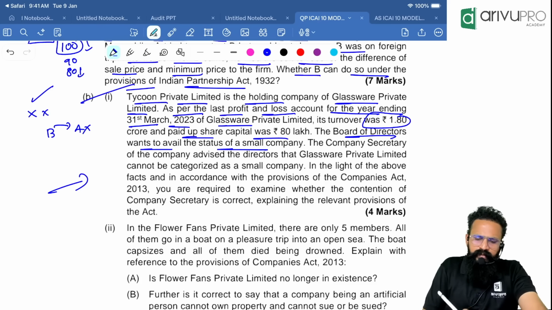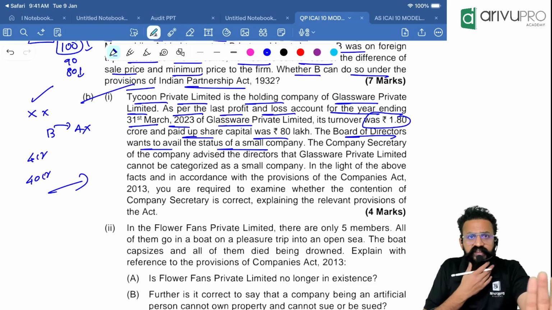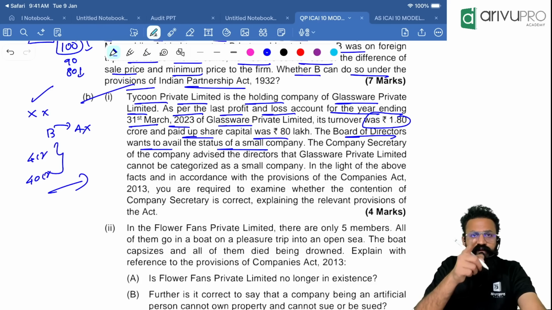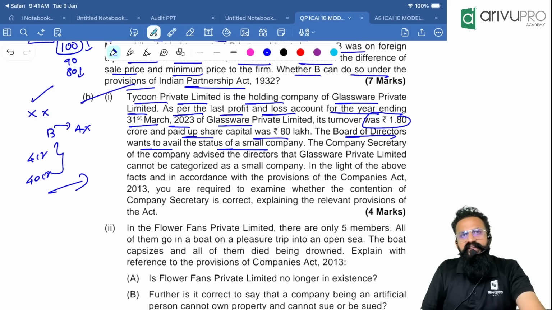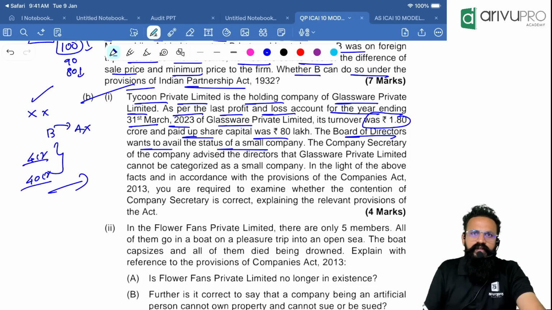Remember, what do you mean by a small company? A company whose paid up capital shall not exceed 4 crore and turnover not exceed 40 crore. Remember, in small company there is an amendment. All of us are aware of it, but it does not apply for your attempt if you're writing in Jan. If you are writing in May or after that, yes, this will be applicable to you. But if you are writing in Jan, this will not apply to you. For you, that small company limit is 4 crore and 40 crore only.